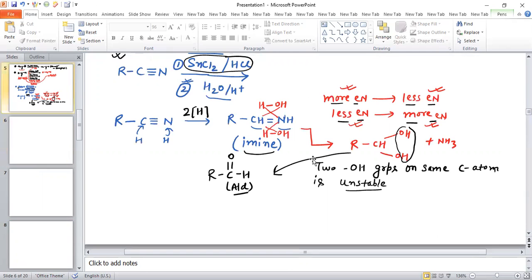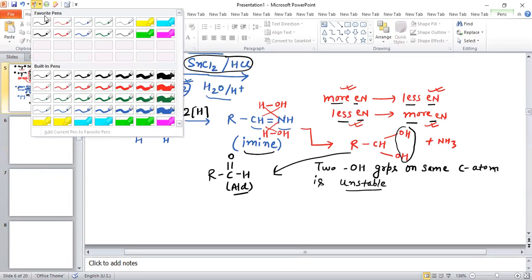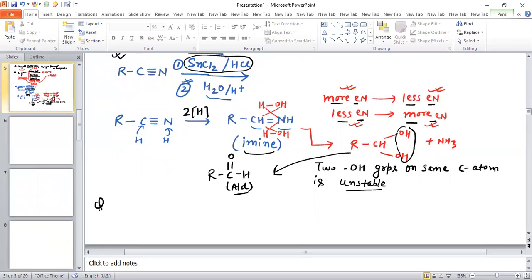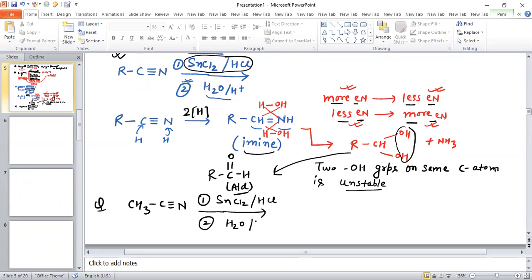So I'm going to discuss questions based on this Stephen reduction. Suppose a reaction like this question is given: CH3 C triple bond N. When we do Stephen reduction, in the first step we add SnCl2 in the presence of HCl, and in the second step we add water in acidic medium. So what happens in this case?